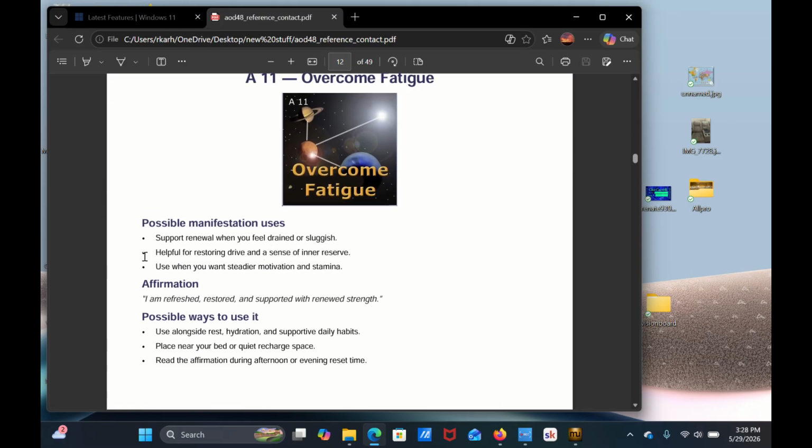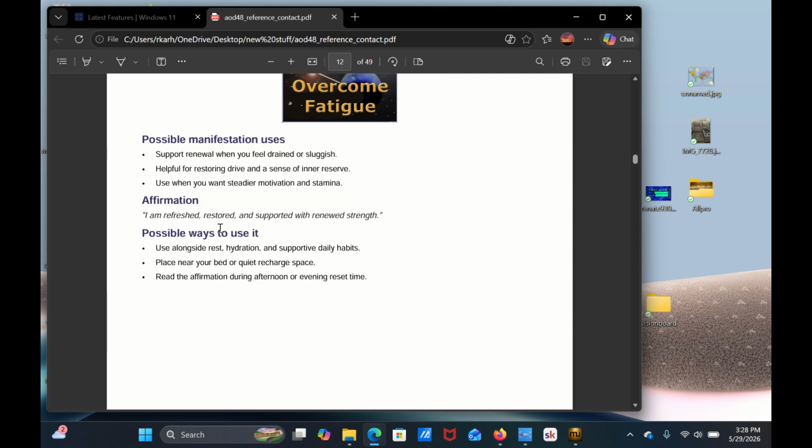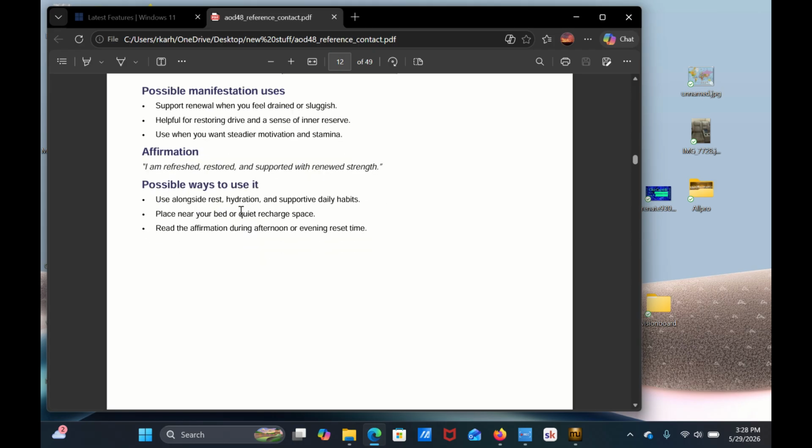Overcome fatigue. Support renewal when you feel drained or sluggish. Help for restoring drive and a sense of inner reserve. Use when you want steadier motivation and stamina. I am refreshed, restored, and supported with renewed strength. Use alongside rest, hydration, and supportive daily habits.